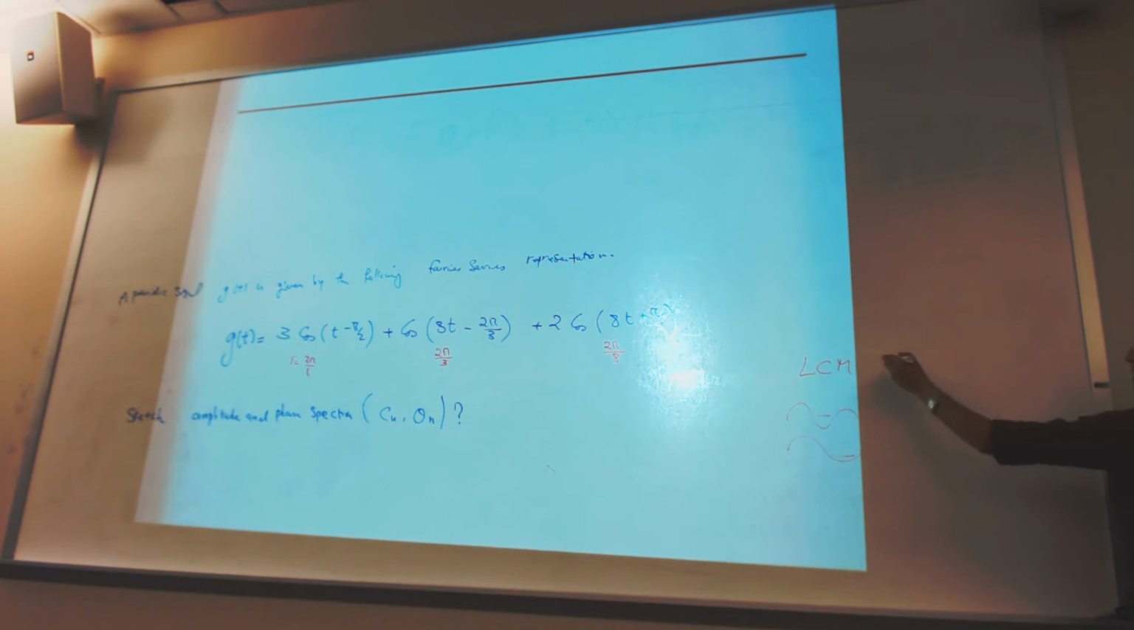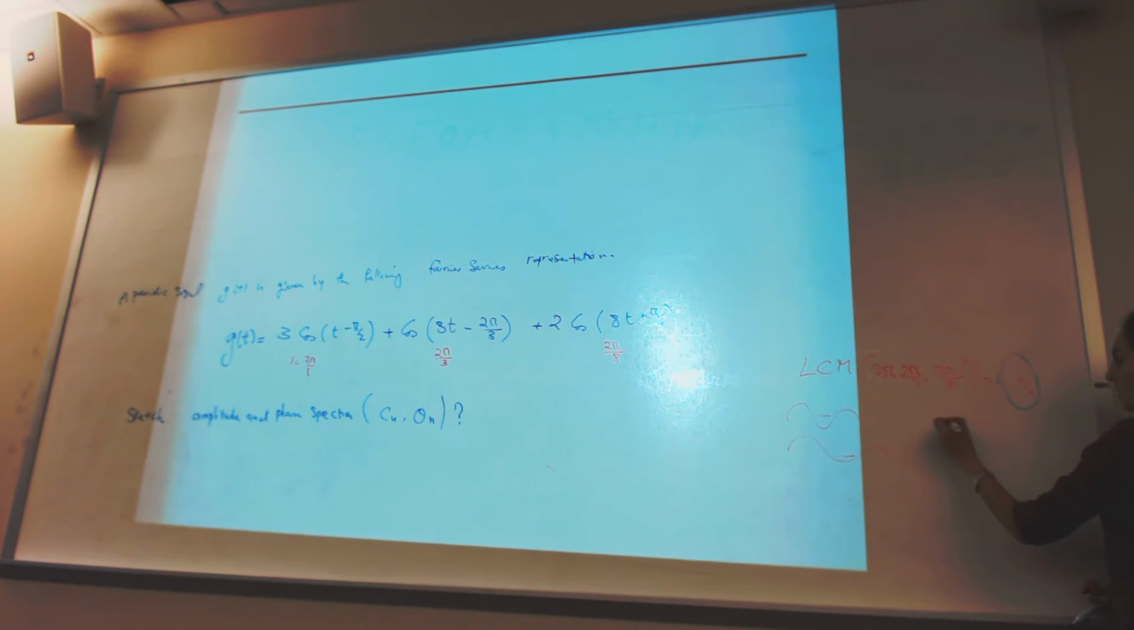The LCM of those numbers: 2π, 2π over 3, and 2π over 8. What's the LCM? It's 24? What happens to 2π? Oh, you can reduce it to π over 4, so it's out of 12. Then what's the result? π over 4? See, the LCM has to be a multiple of all of them, right?